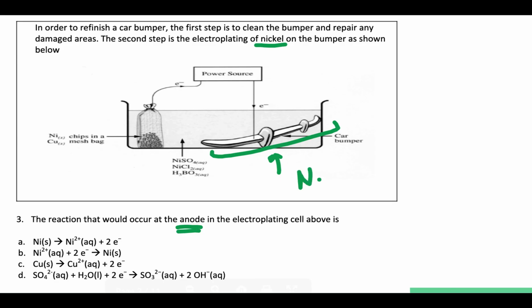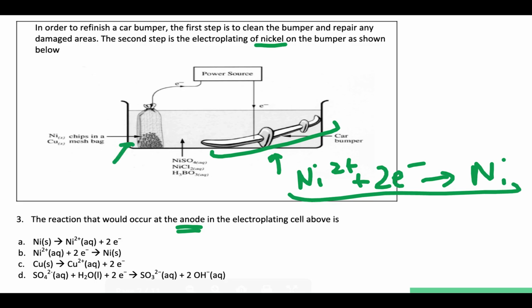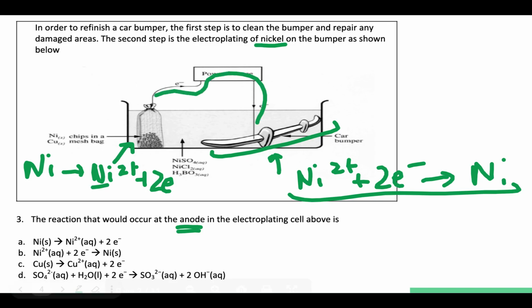So you'd have nickel 2+ joining together with electrons to form nickel solid. So the reaction that would support that would be, which one are we looking at here? Anode. Oh wait, sorry, that's what's happening at the cathode. At the anode, when this reaction is being forced, nickel is going to break up into nickel 2+ and its electrons. Electrons, of course, going over to the bumper, and the nickel 2+ would end up in solution. So that is showing A, our reaction at the anode.